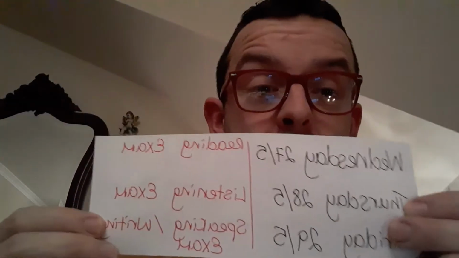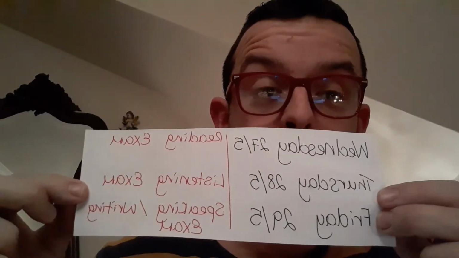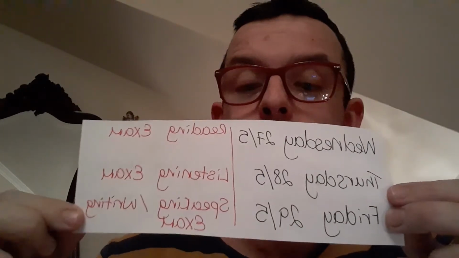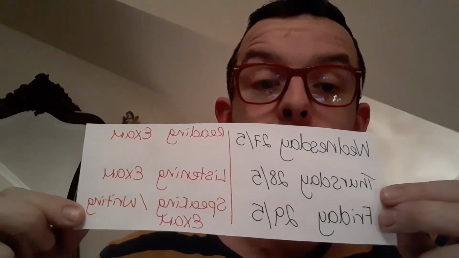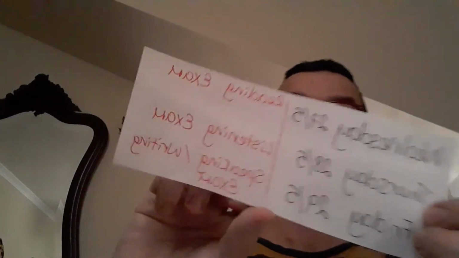On Wednesday, the 27th of May, you will have your reading exam. On Thursday, the 28th of May, you will have your listening exam. And on Friday, the 29th of May, you'll have your speaking and writing exams, okay? I'm going to explain now how this is going to work.